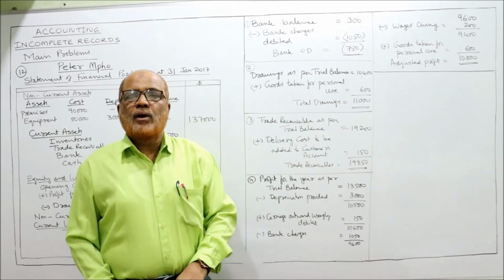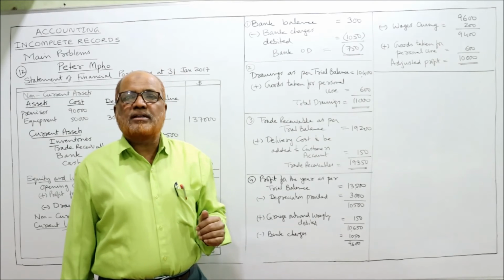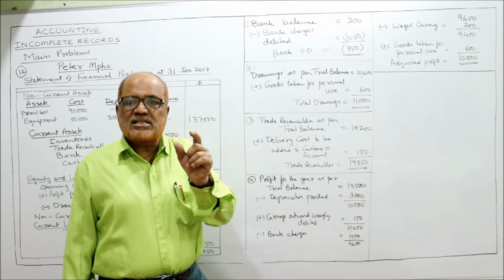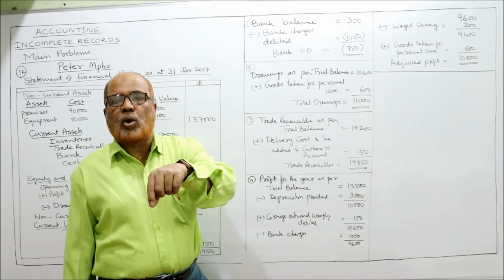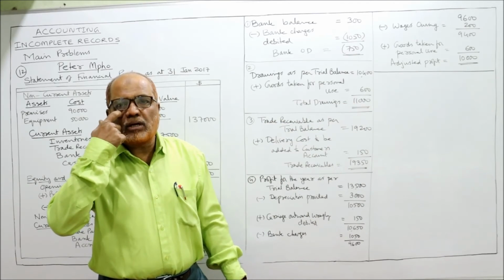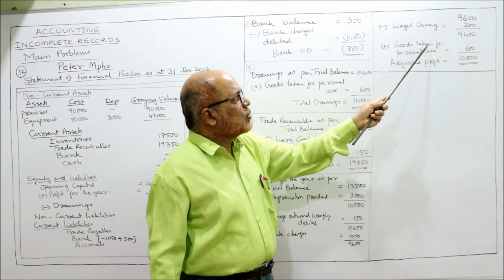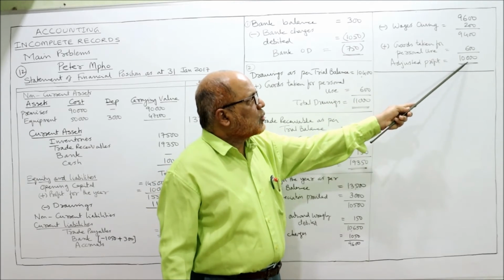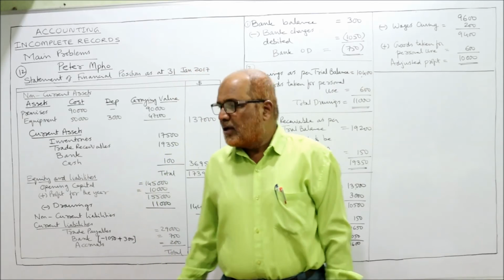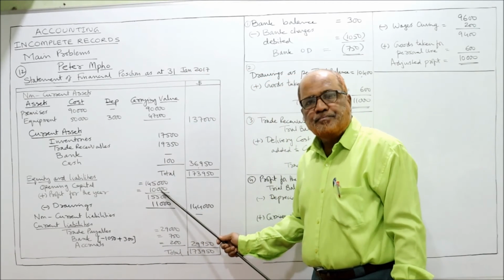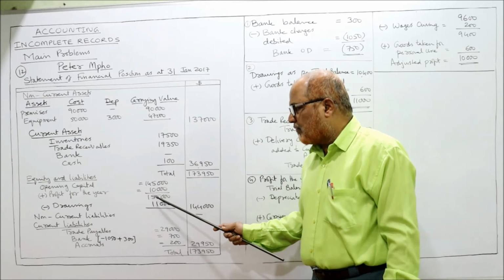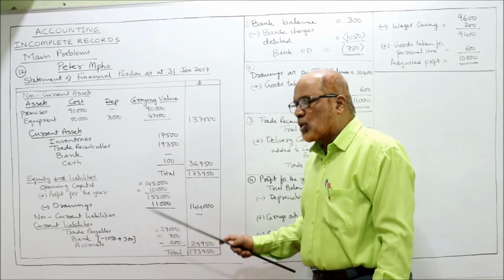Now finally, goods were taken over by the proprietor, the owner, for personal use, 600. So that 600 we have to add to drawings and also we have to add to the profit. So 600 rupees goods taken for personal use. So total adjusted profit is 10,000. Now take the 10,000 profit here. 1,45,000 capital. Add 10,000 profit, 1,55,000 minus drawings.